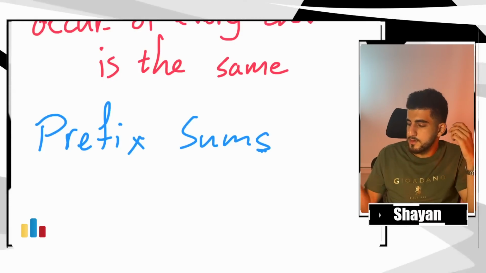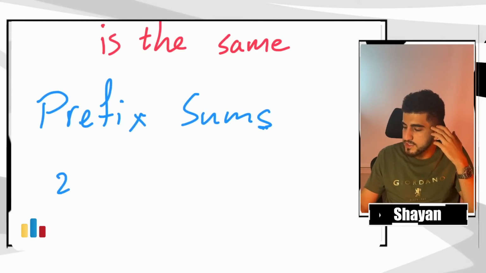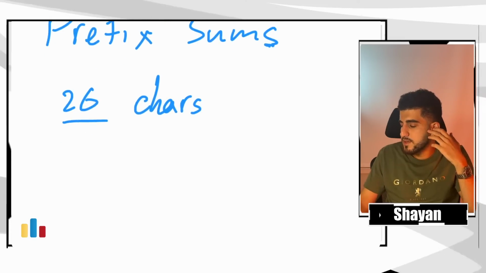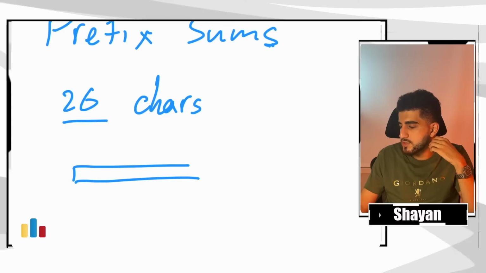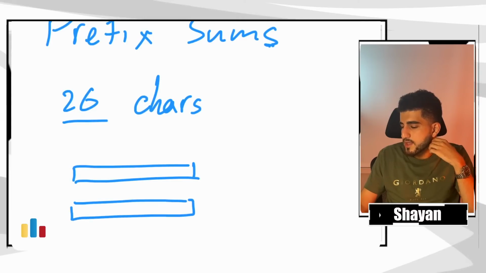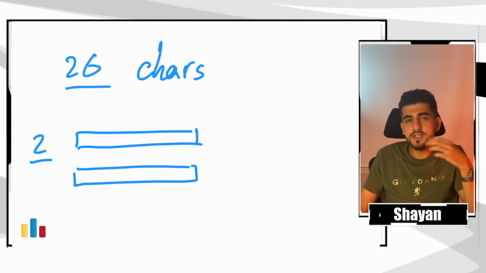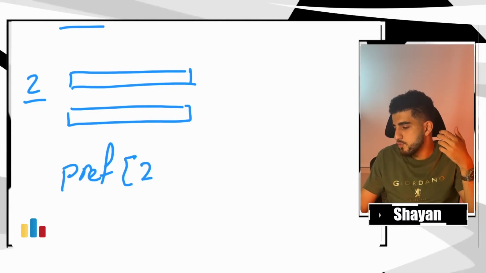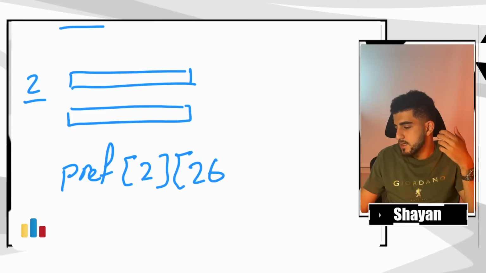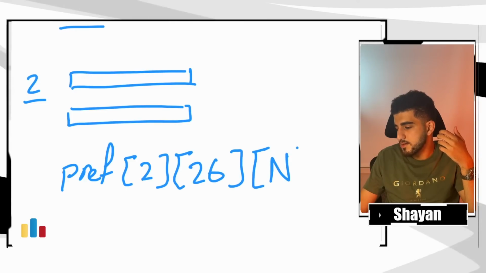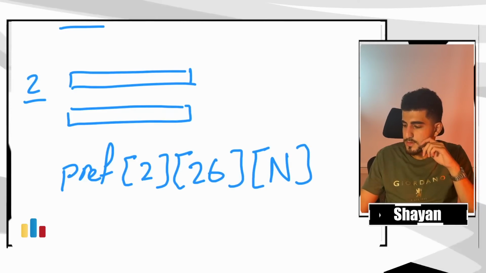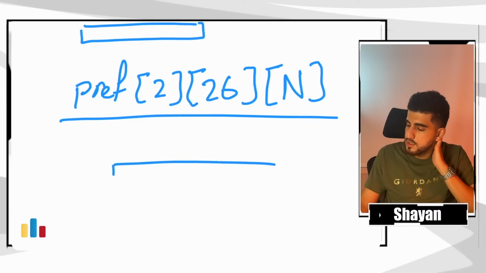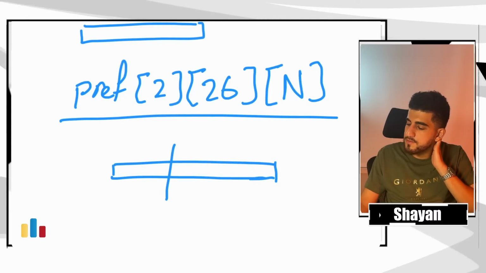So the point is that you have 26 English characters, and for each of them and for each of the strings, so you have two strings and 26 characters, you make a prefix sum. So it's like you have an array of prefix sums of size 2 by 26 by n, the length of the sequences, in which you will calculate in each prefix how many of each letter you have.